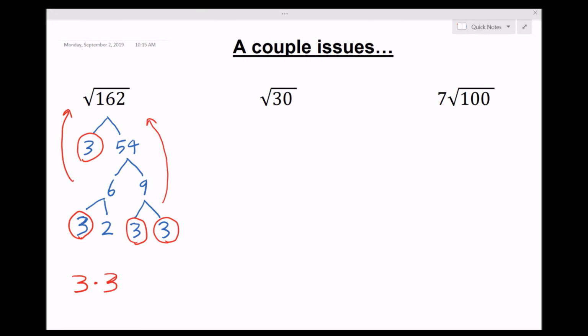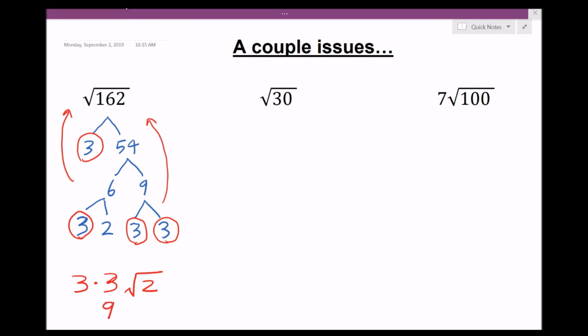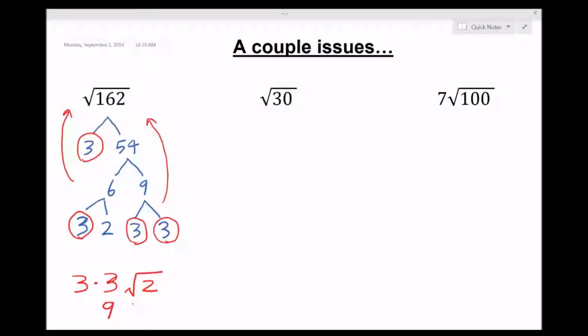And what do you have left? Just that 2. So again, you have 2 pairs of 3s becoming a 3 and another 3 on the outside, and then all you have to do is multiply them. You get 9 on the outside, 3 times 3, and then the square root of 2.